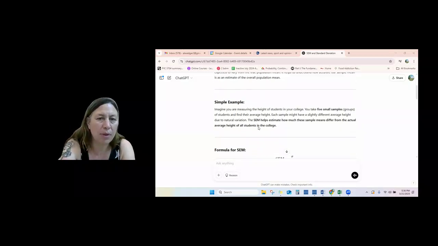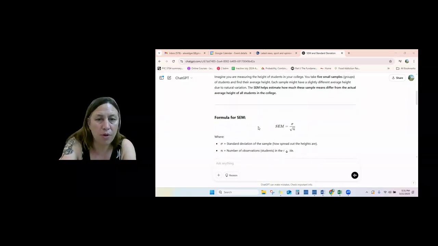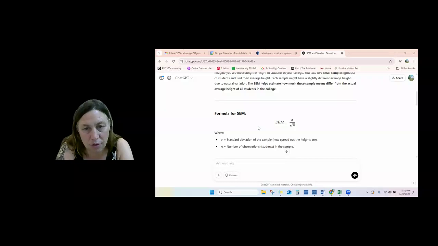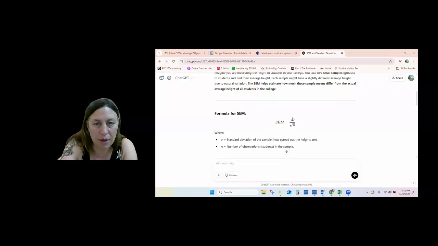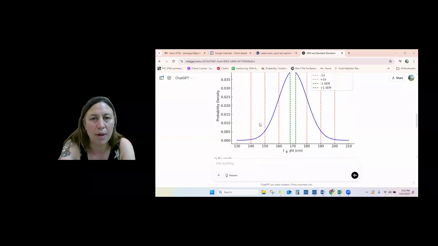So say you're measuring the height of students in a college and you take 5 samples. So for each sample, you can determine a different standard error of the mean depending on the size of the sample. So for each sample, you'll get a different standard deviation, right? Represented here by sigma, which is how much deviation from the mean you would standardly expect in the population. Let me show you what that is here.